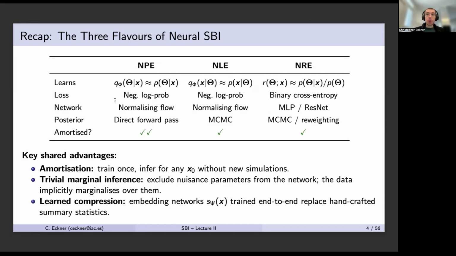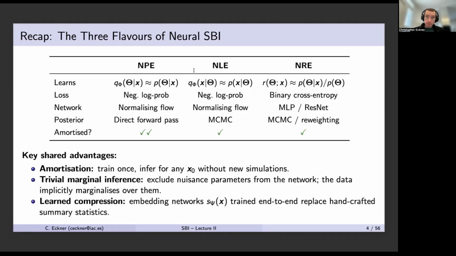They are different in what you learn. For neural posterior estimation, you would learn directly the posterior distribution of your parameters given an observation. And therefore, you use some proposal distribution or some distribution that is flexible enough to adapt to the correct shape of the posterior you would expect.